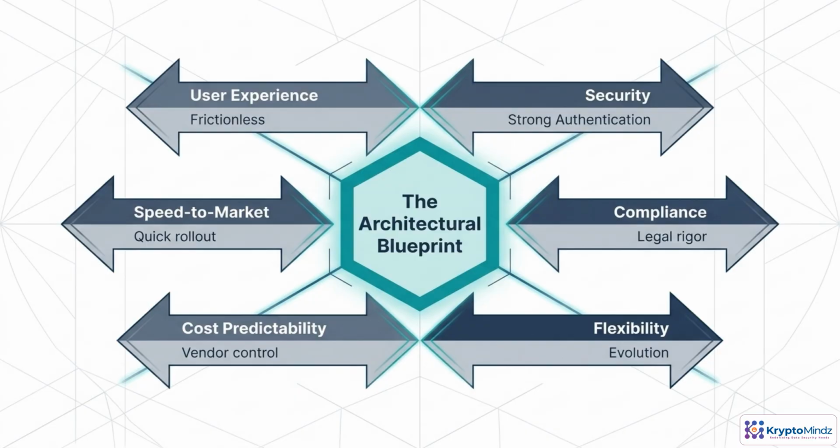When you design an eIDAS solution, think of an architectural blueprint that balances 6 forces. User experience should feel almost frictionless, but security still has to deliver strong authentication. Speed to market pushes you towards quick rollout, while compliance demands legal rigor and traceability. Cost predictability means controlling vendors and avoiding lock-in, while flexibility asks you to design for future evolution. Strong architecture makes these tensions explicit and chooses patterns that keep them in healthy balance.